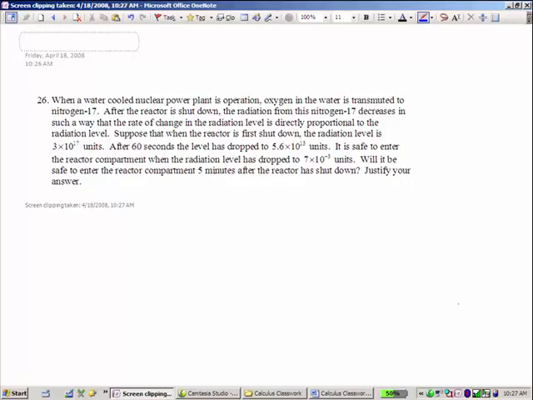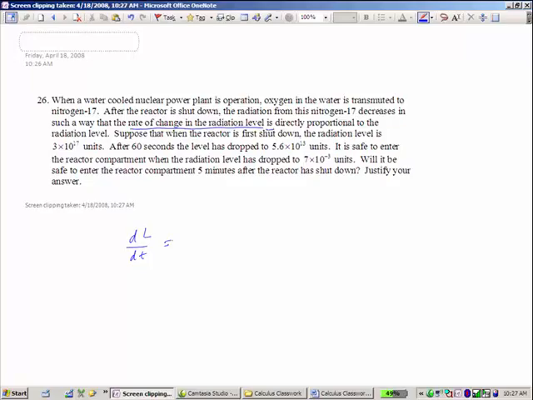Oxygen in the water is transmuted to nitrogen-17. After the reactor is shut down, the radiation from this nitrogen-17 decreases in such a way that the rate of change in the radiation level is directly proportional to the radiation level. All right, there it is. That was important. So the rate of change of the level equals dL/dt.